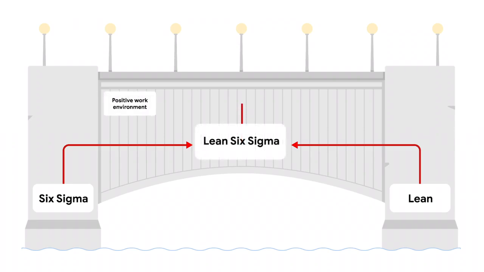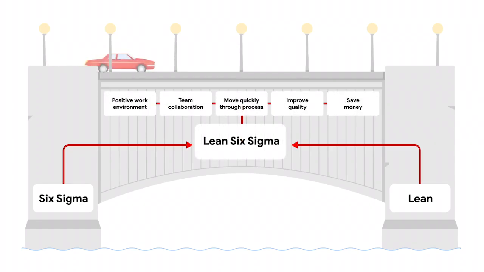The uses for Lean Six Sigma are common in projects that have goals to save money, improve quality, and move through processes quickly. It also focuses on team collaboration, which promotes a positive work environment. The idea is that when your team feels valued, motivation and productivity increases, and the whole process functions more smoothly.